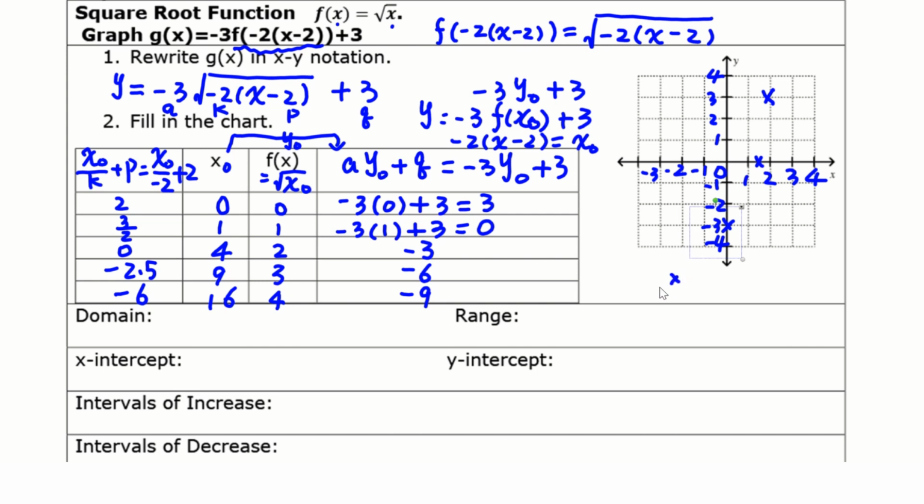Then we are going to connect those points. Negative 6, negative 9 will be somewhere here. So connect them. Then we are going to have, and we need to make sure that this is a starting point. This is our starting point.